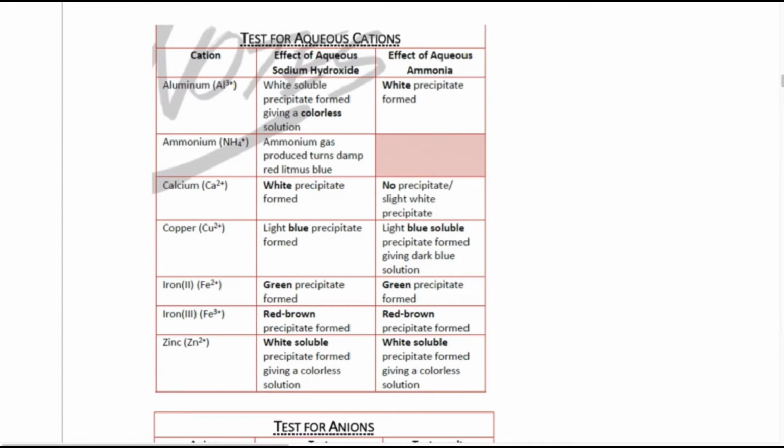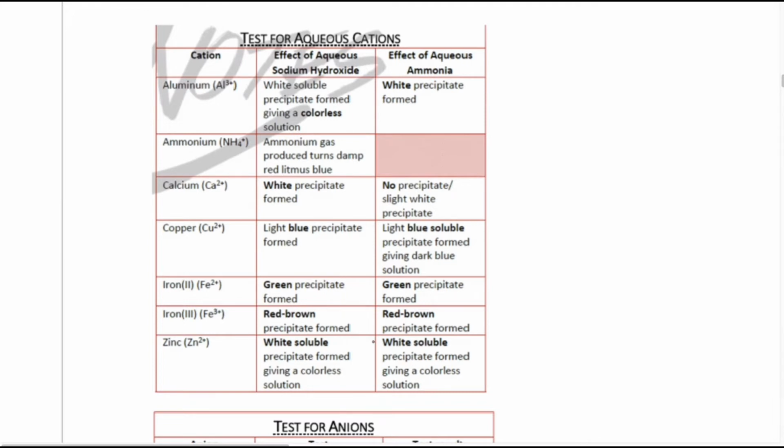So we have aluminum and zinc with the same result. Then how to differentiate? You have to do a second stage. Use ammonia. If you use ammonia, this one forms a white precipitate, but this one forms a white soluble precipitate. That means you add a little bit, they form precipitate. You add in excess, then they dissolve.